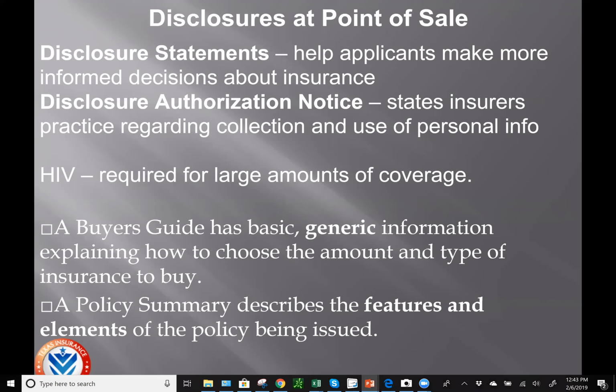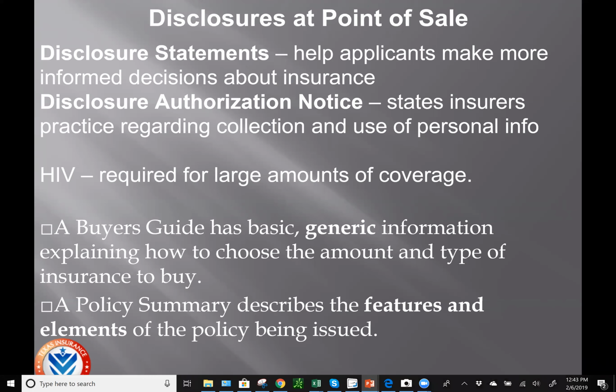Next, HIV testing. Now, it's not against the law to do HIV testing. Usually for larger amounts of insurance is when an insurance company would do HIV testing. What you need to know for your test is who can have access to HIV test results. Well, if I'm the insured, I can. My doctor can. The insurance company can, and then the Department of Health and Human Services can.